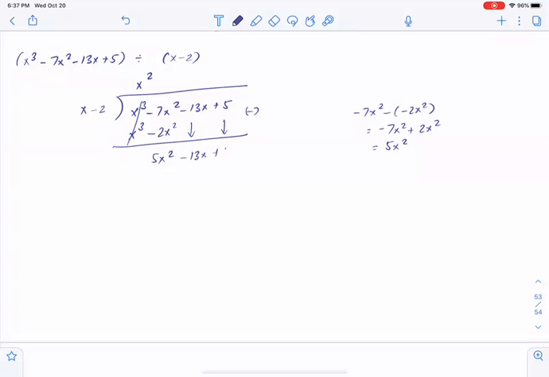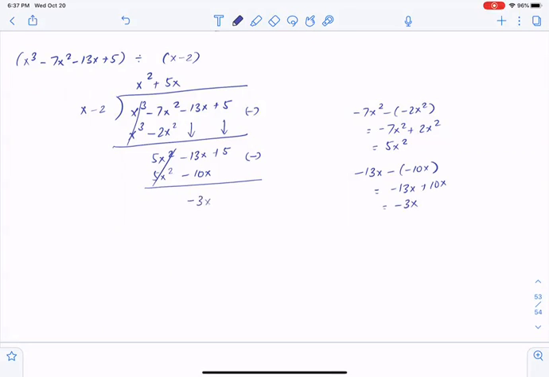Minus 13x plus 5. If I multiply the quotient by 5x, I would get 5x squared minus 10x. I subtract, 5x squared minus 5x squared will be 0. It'll get cancelled. Minus 13x minus of minus 10x, which is minus 13x plus 10x. We will get negative 3x. 5 comes down, I have plus 5.